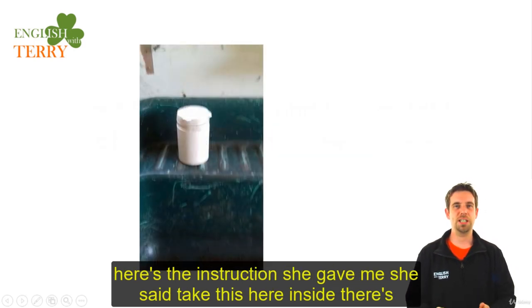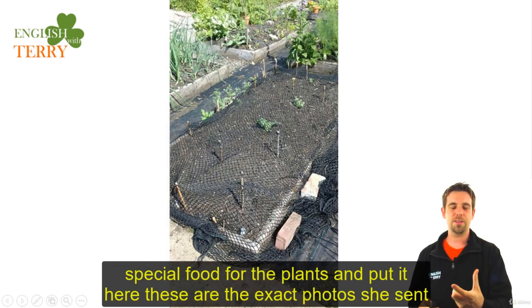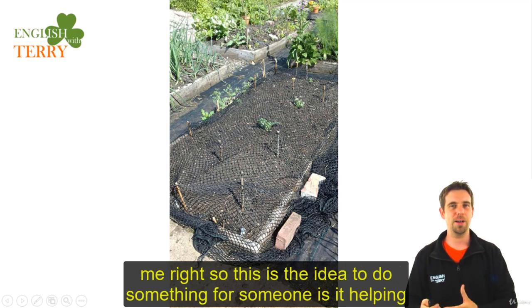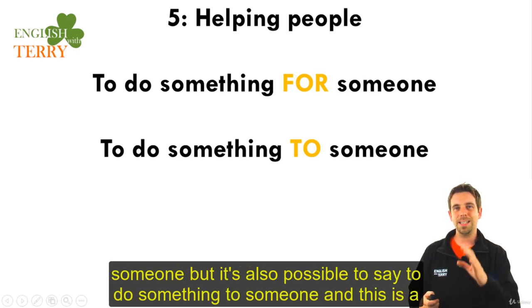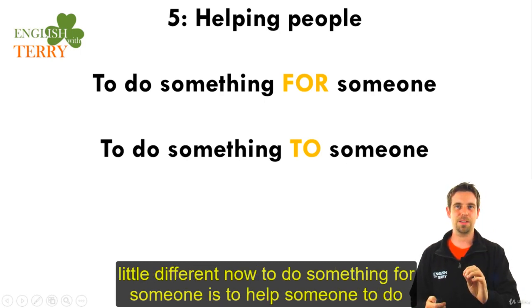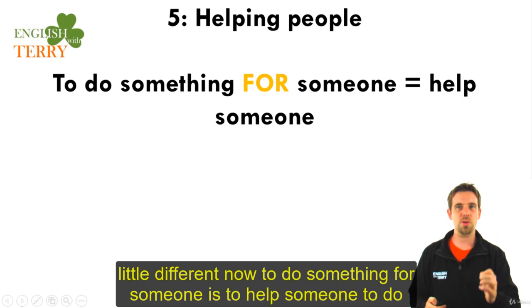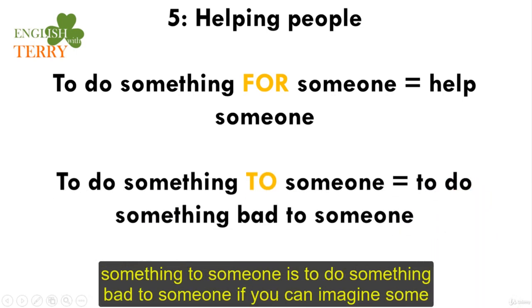Now, here's the instructions she gave me. She said, take this here, inside, there's special food for the plants, and put it here. These are the exact photos she sent me, right? So this is the idea, to do something for someone, right? Is it helping someone? But it's also possible to say to do something to someone. And this is a little different. Now, to do something for someone is to help someone. To do something to someone is to do something bad to someone.